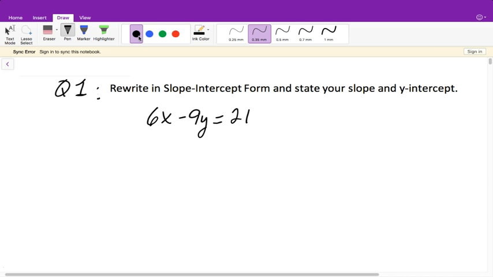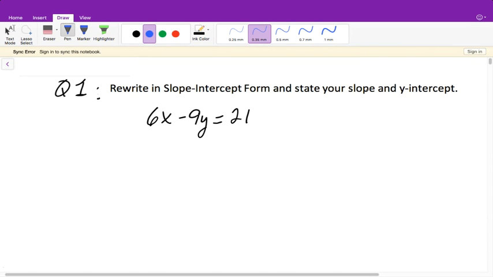All right, so I'm going to go through the questions from the test simulation first, and that's the only video I'm actually going to make. So if you have any questions on Jeopardy, just reach out to me. But the first question is to rewrite in slope-intercept form and state your slope and y-intercept.